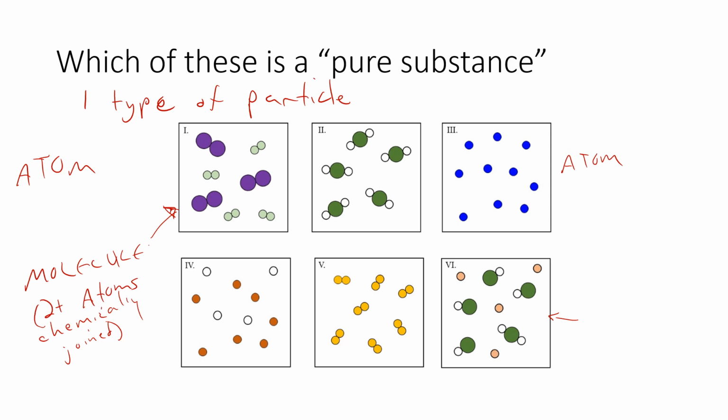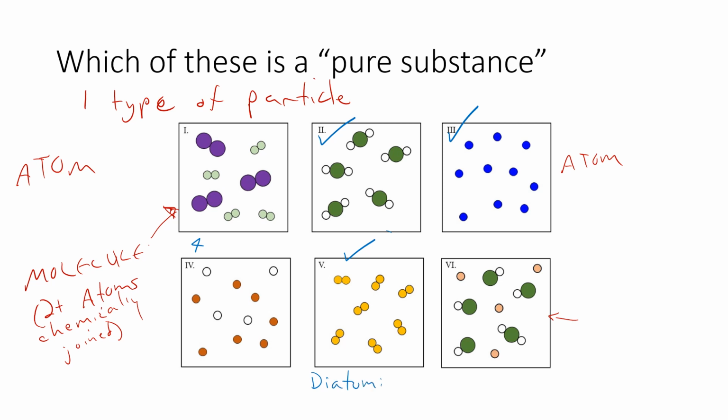The ones that are pure here, I'm going to put a blue check on. It's going to be number 2 because you have one type of molecule here. Number 3 because you have one type of atom. Number 4, this is Roman numeral 4, is not, because you have the white ones and the red ones. Number 5 is going to be a yes, because you have what we call diatomic molecules.